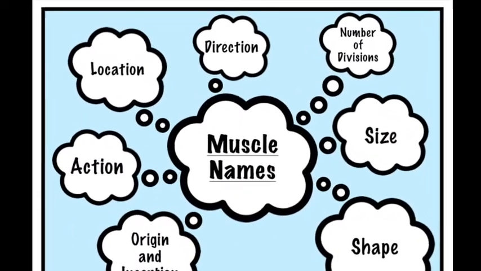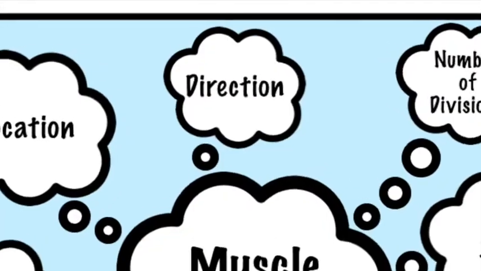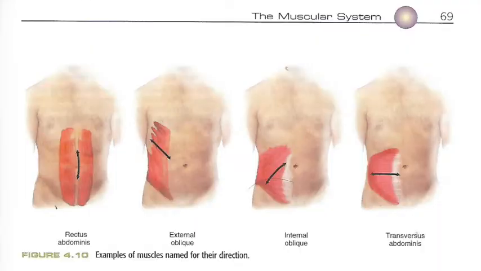Muscles named for fiber direction. Some muscles are named for the direction in which their fibers run. Rectus means straight. For example, rectus abdominis is the abdominal muscle in straight alignment with the vertical axis of the body. Oblique means slanted or at an angle. For example, the external abdominal oblique is an abdominal muscle that slants outward at an oblique angle away from the midline. Transverse means in a crosswise direction. For example, the transverse abdominis is an abdominal muscle with a crosswise alignment.